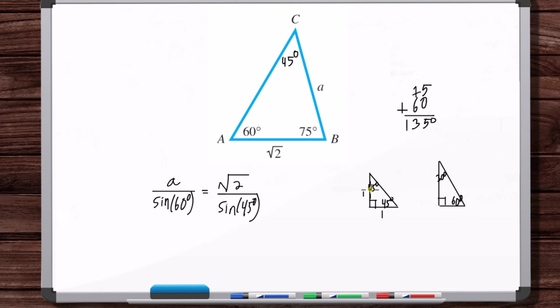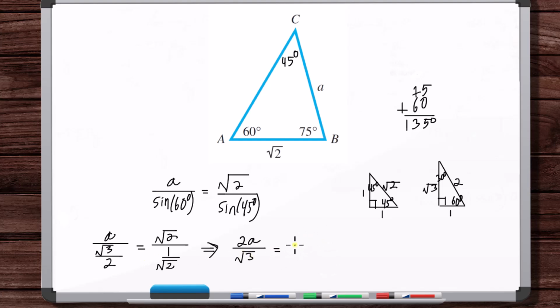So 1, 1, square root of 2, 1, root 3, 2. All right, so sine of 60 we can see is root 3 over 2. Okay, then sine of 45 is 1 over root 2. So let's see, 2a over root 3 is equal to, and this is going to be root 2 times root 2, which is just 2.